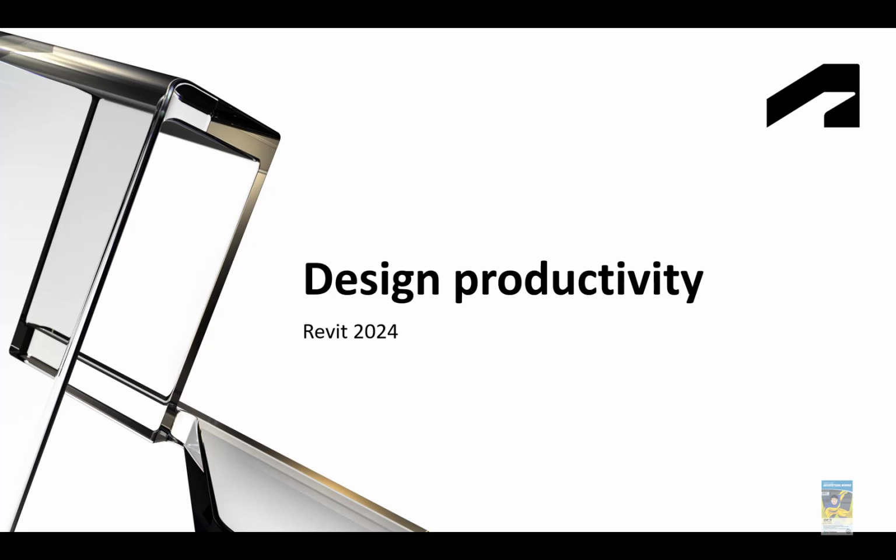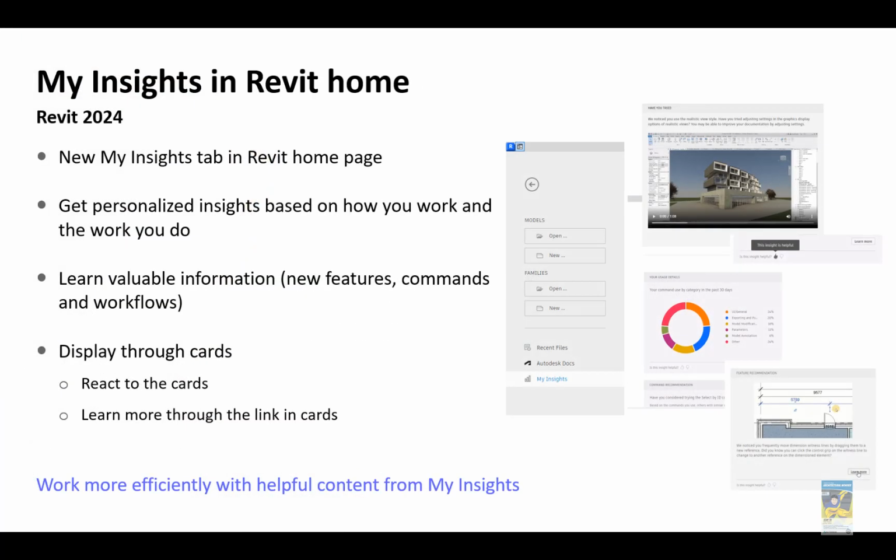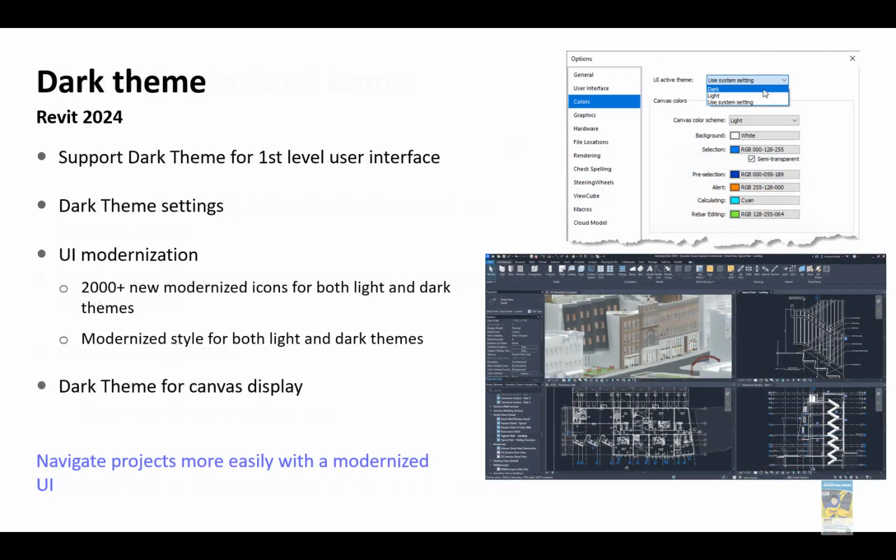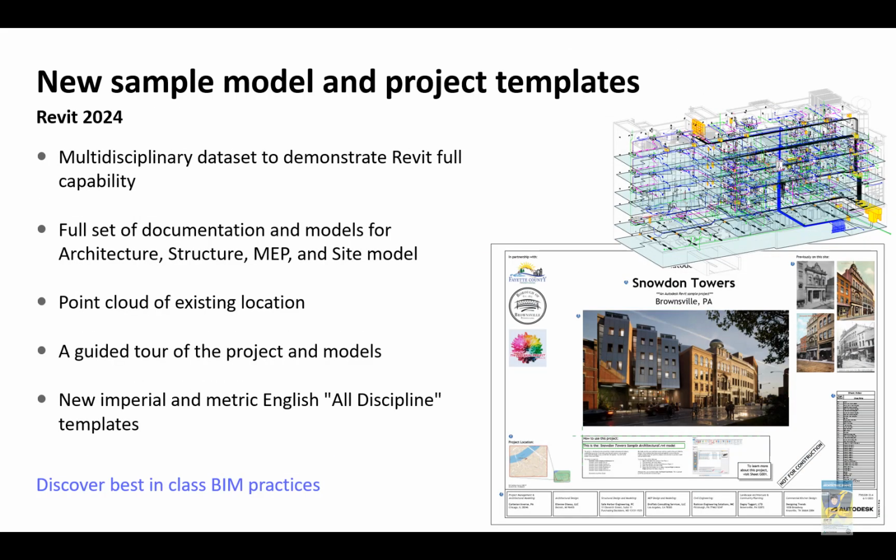Let's get into the design productivity portion. We now have My Insights for your Revit home. This will help you with understanding how you're using the software, and it will help and suggest how to do things more efficiently. We now have dark theme functionality in 2024 Revit. You can choose between dark, light, and use system settings. We have new sample models that have full architecture and multidisciplinary data, as well as new project template files to work with.